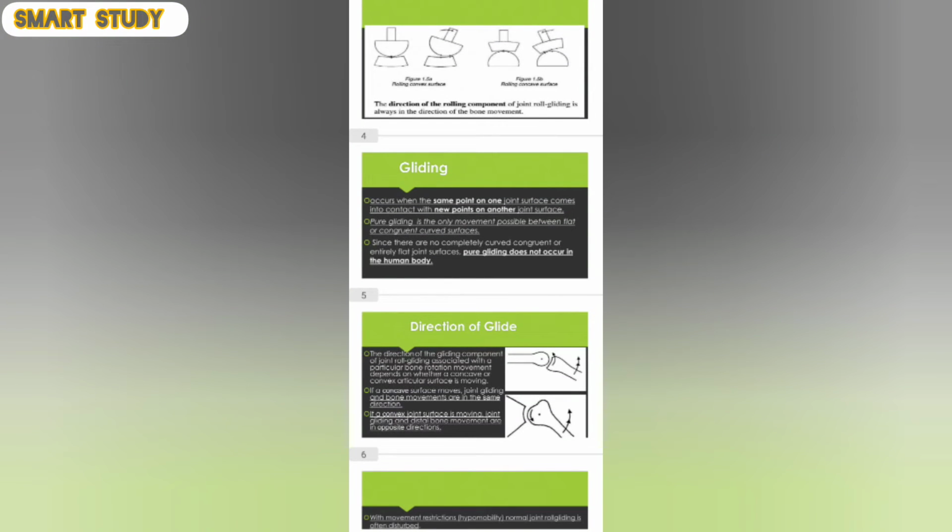Next, what is the term gliding? Gliding occurs when the same point on one joint surface comes into contact with a new point on another joint surface. Pure gliding is the only movement possible between flat or congruent curved surfaces. Since there are no completely curved, congruent, or entirely flat joint surfaces, pure gliding doesn't occur in the human body.